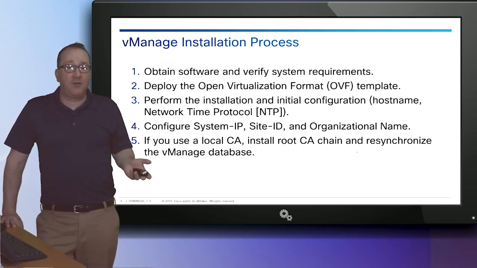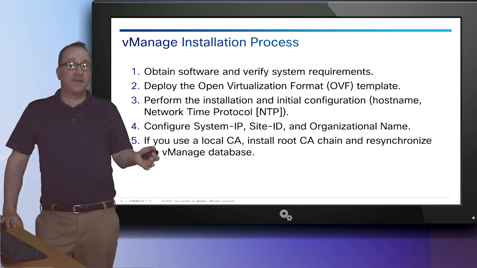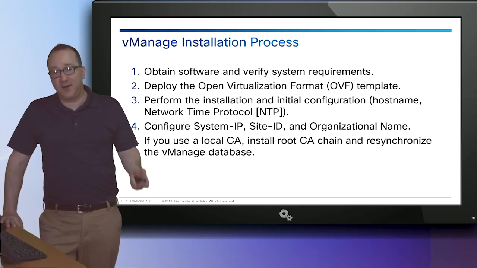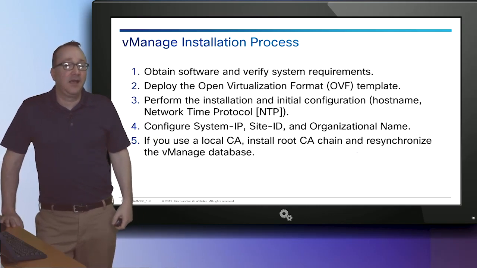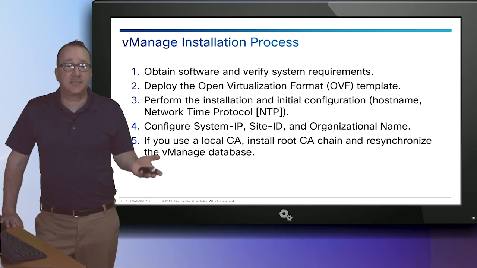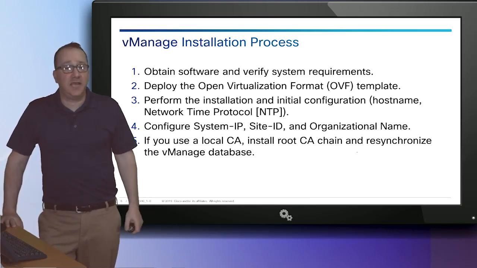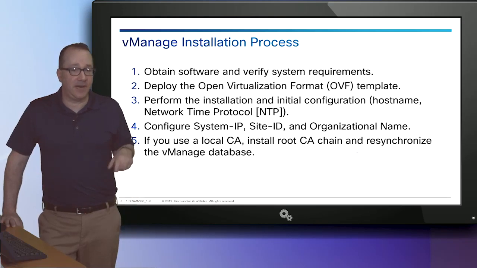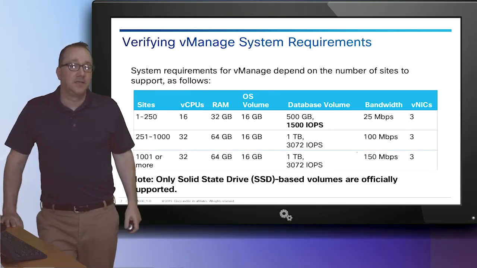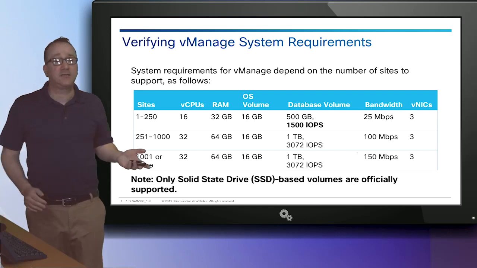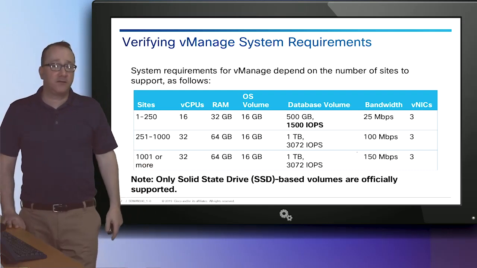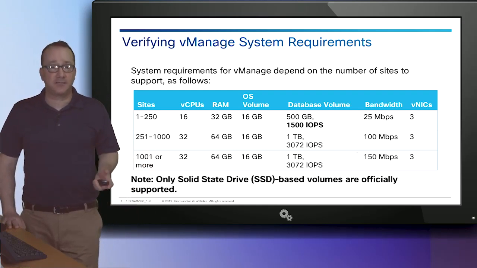Basically what we're going to do is download an OVF. We're going to perform the installation and initial configuration, host name, NTP. We'll then configure the system IP, site ID, and organization name. If we have a local CA, we're going to install that root CA chain and resynchronize the vManage databases. For vManage, remember this is our single pane of glass. This is where we're going to configure the entire system and monitor it.